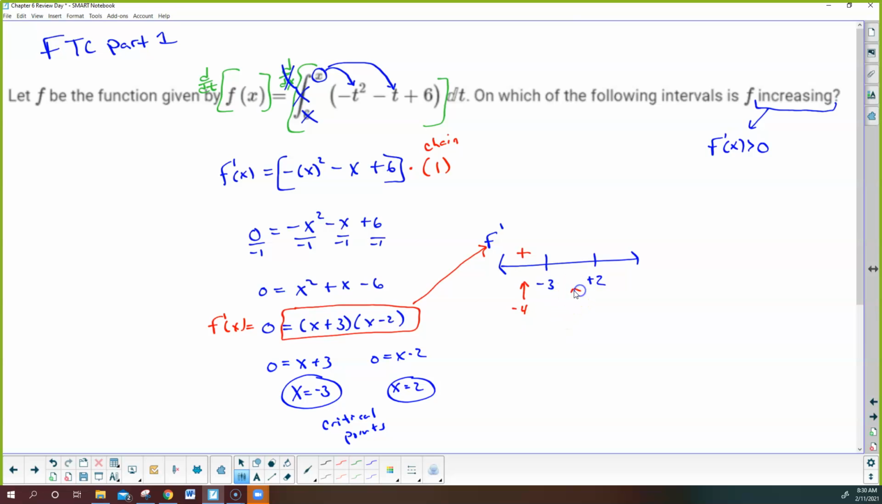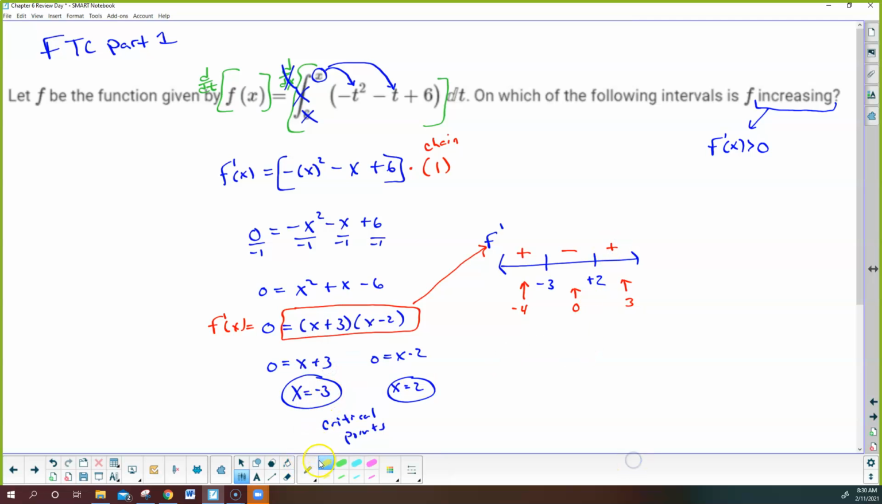And then I'm going to pick a very friendly value between -3 and 2, which is 0. If I plug in 0 here, I'll get a positive. If I plug in 0 here, I get a negative. A positive times a negative is a negative. And if I take a value greater than 2, let's say +3, +3 here will give me a positive value. +3 here will give me a positive. Positive times positive is a positive.